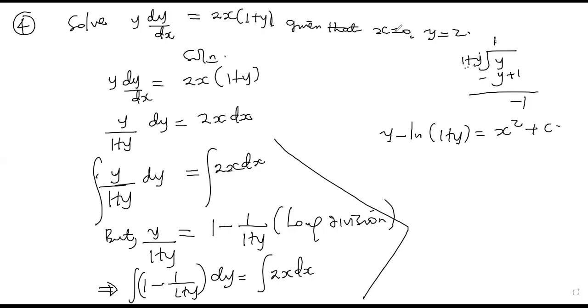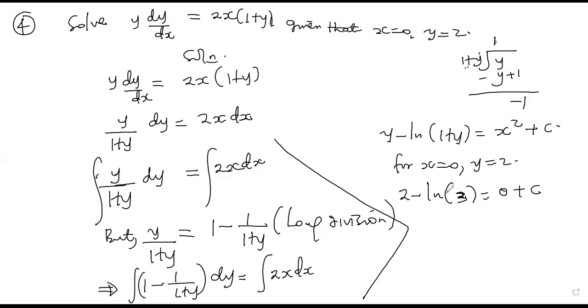But they say that when x is 0, y is 2. So for x is 0 and y as 2, when you substitute these ones here, you're going to get 2 minus ln 2 is equal to 0 plus c. Yeah, so 1 plus 3, sorry, so 1 plus 2, so it is ln 3.